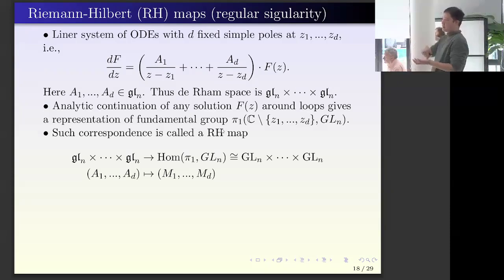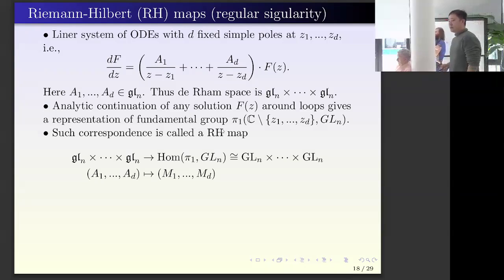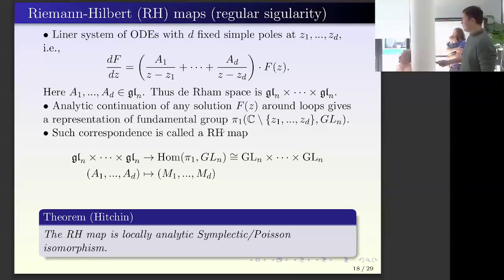So we take any smooth point and fix a fundamental solution. Then along a loop surrounding z1, analytical continuation will produce another solution at the same smooth point. And the ratio of this solution after analytical continuation and the original one is given by M1, and so on. So this map is a locally analytic isomorphism. It's a highly transcendental map between these two affine varieties.